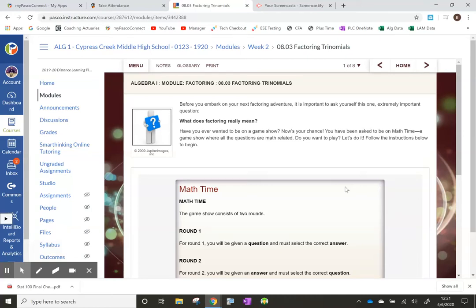Okay, here we are at section 8.3, factoring trinomials. Let's see, what does factoring really mean?